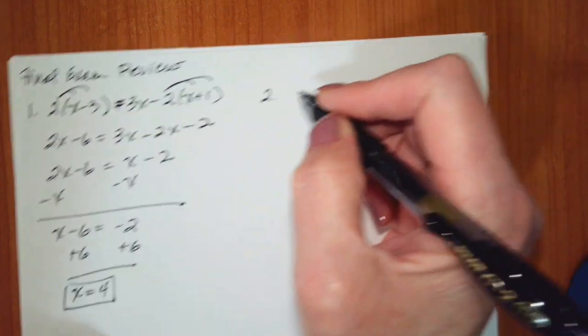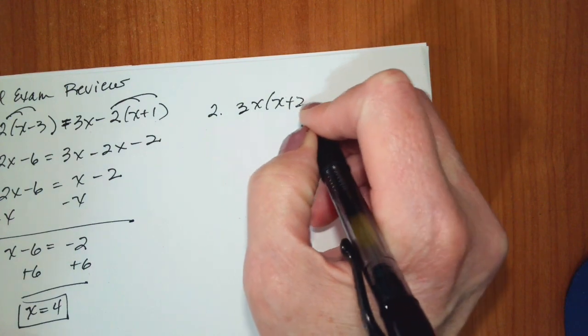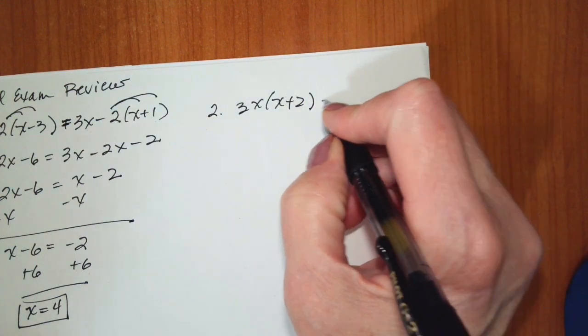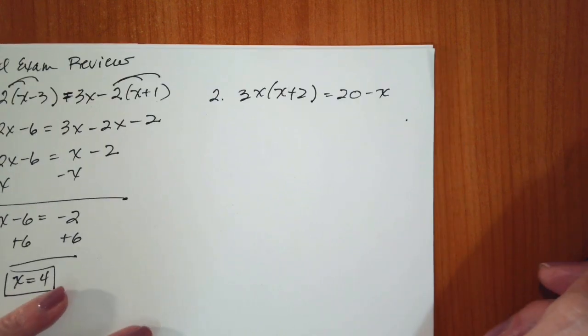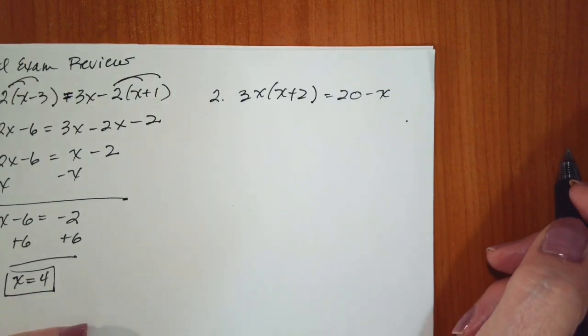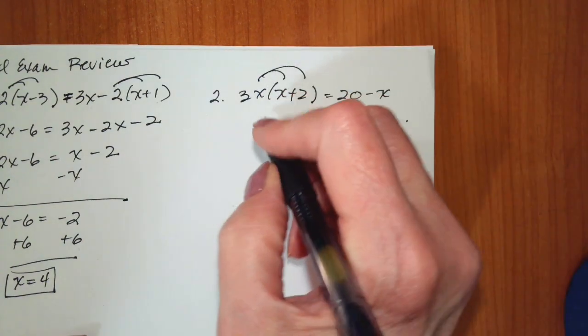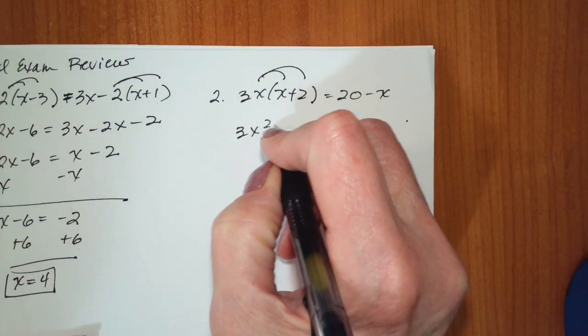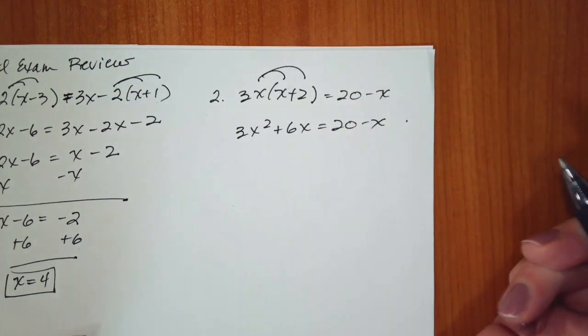Okay, problem number 2. I have 3x times (x plus 2) is equal to 20 minus x. Looks like it's going to be a quadratic because I'll be multiplying an x times an x, but the first thing I'm going to do is distribute. That gives me 3x squared plus 6x is equal to 20 minus x.